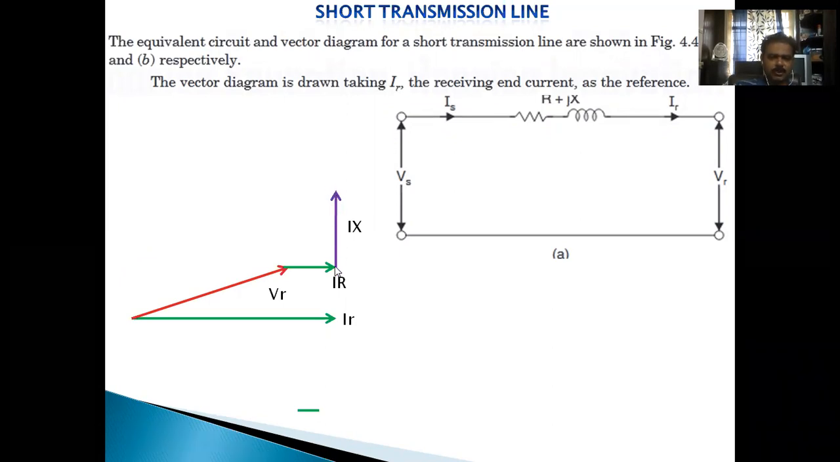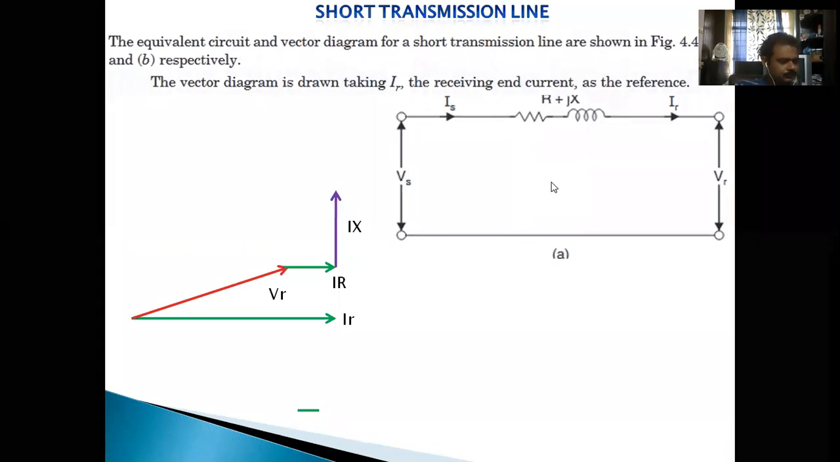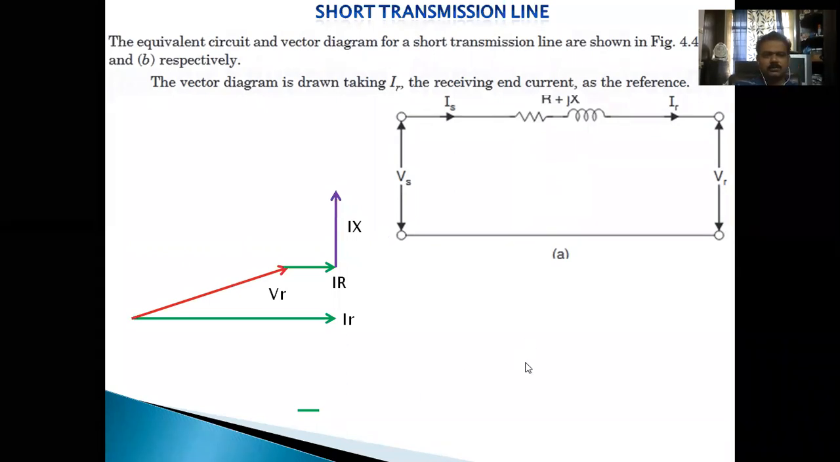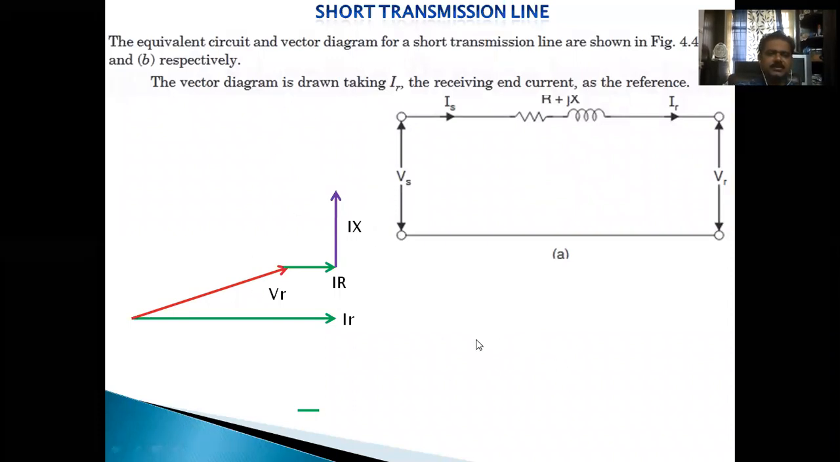So this is the voltage drop across the reactance. This is the voltage drop across the resistance. If we join these two, that gives the total voltage drop across this impedance. Is that clear? Now, once we get this phasor diagram, we can easily evaluate the regulation of a given transmission line.